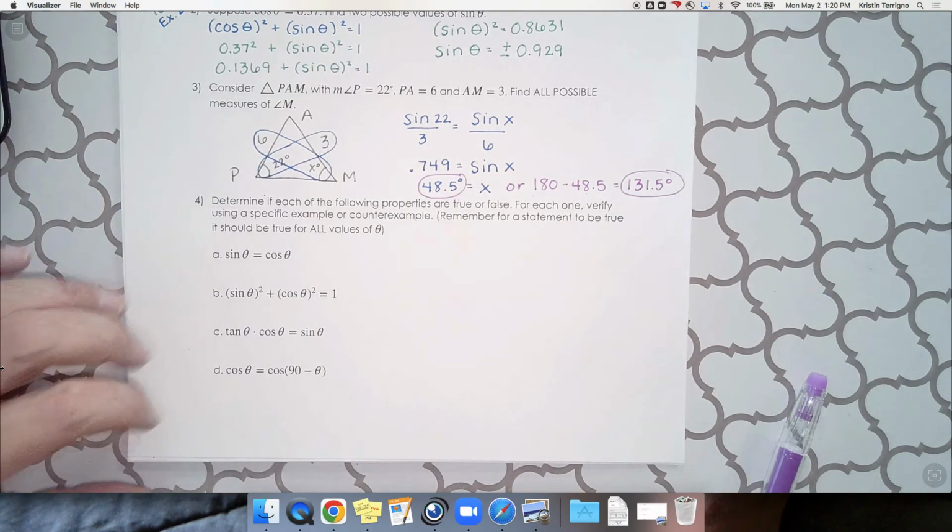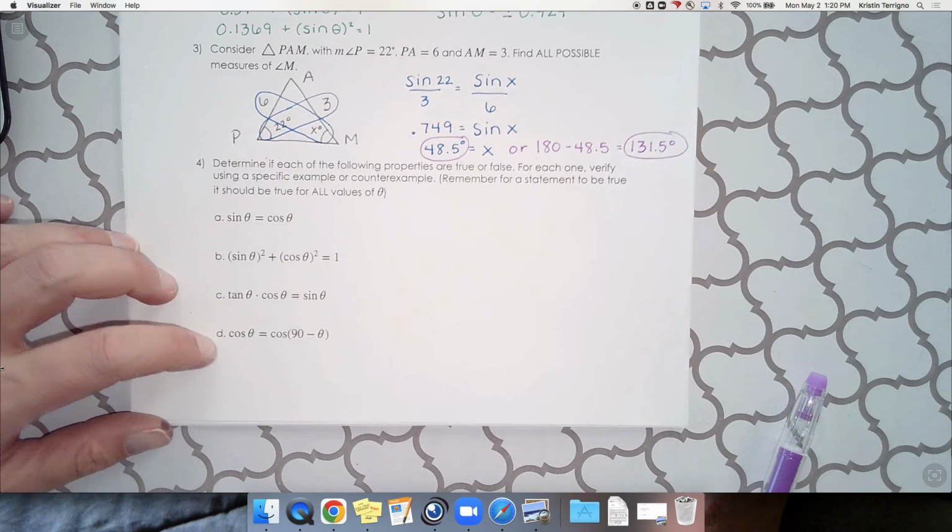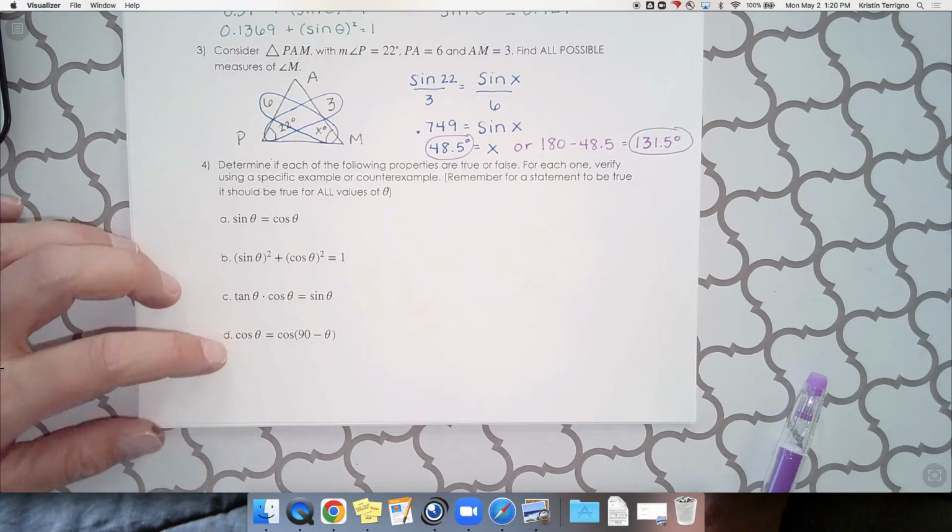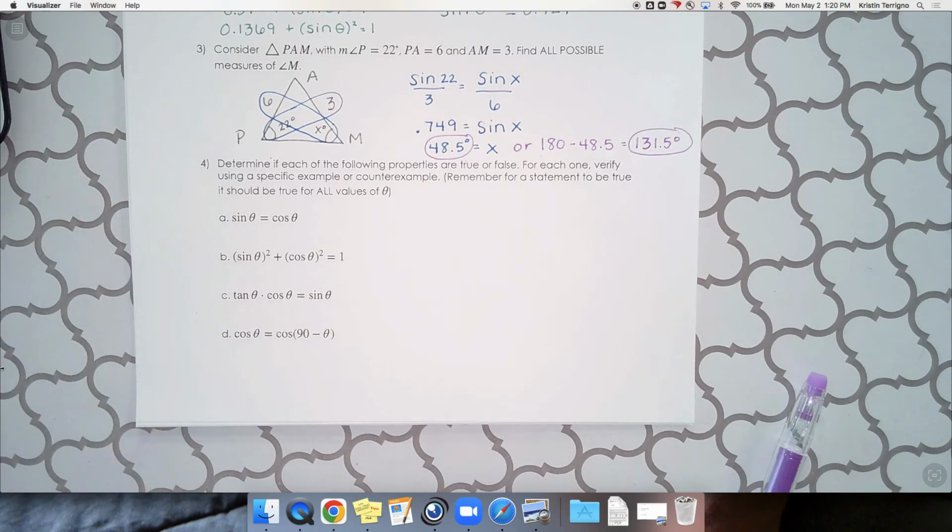Okay, and then this last question, and I don't think I'll work all the way through this. I just want to make sure you understand what the directions are saying. These are some different properties, and some of them are legit properties that we learned about in lesson 10.3, and some of them are ones that I totally made up, okay? And your job is to figure out which ones are true and which ones are false, and then justify using either an example or a counterexample, okay?